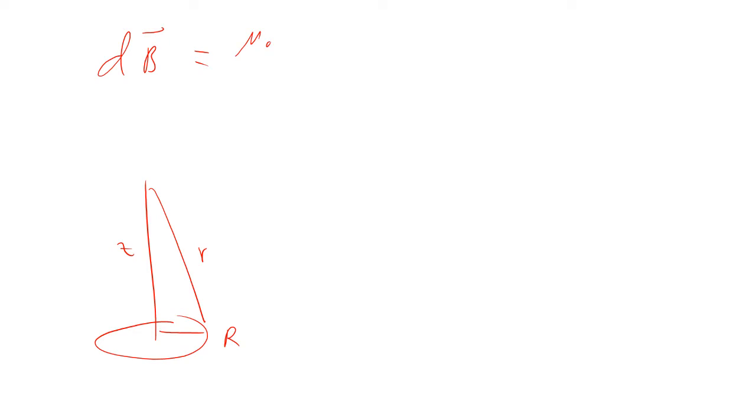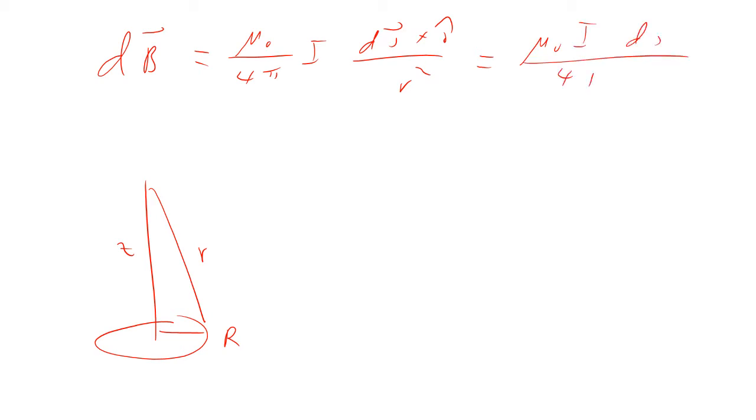We know that dB, again, this is like that, so that's z, we'll say that's capital R. dB equals mu naught over 4 pi I ds cross r hat over R squared. Because the ds and the R are perpendicular to each other, this would be mu naught I ds over 4 pi R squared. That's going to be the magnitude of the total dB.